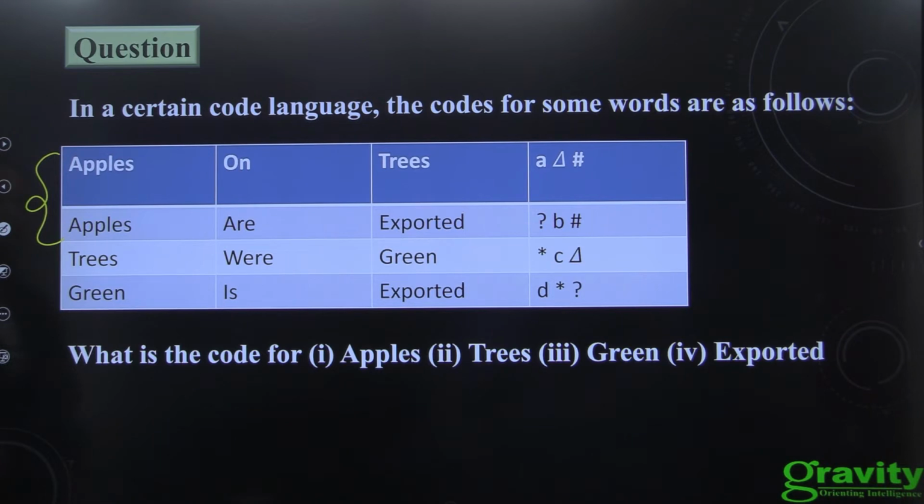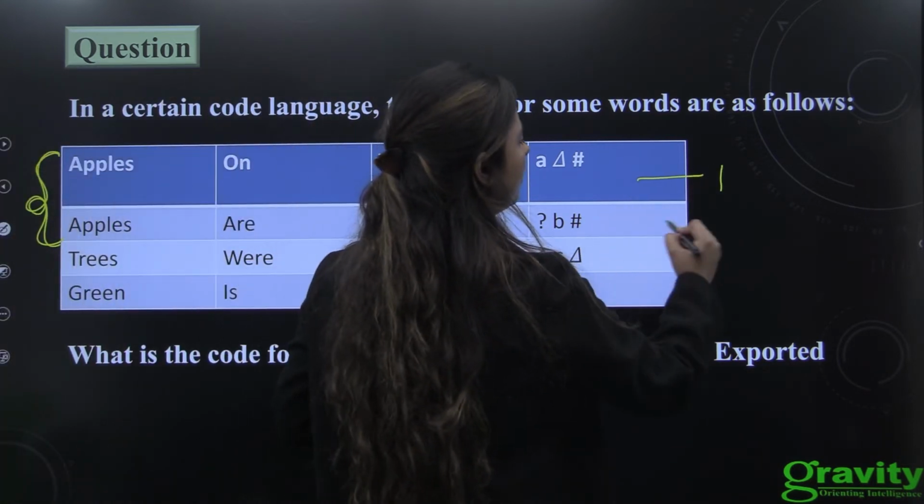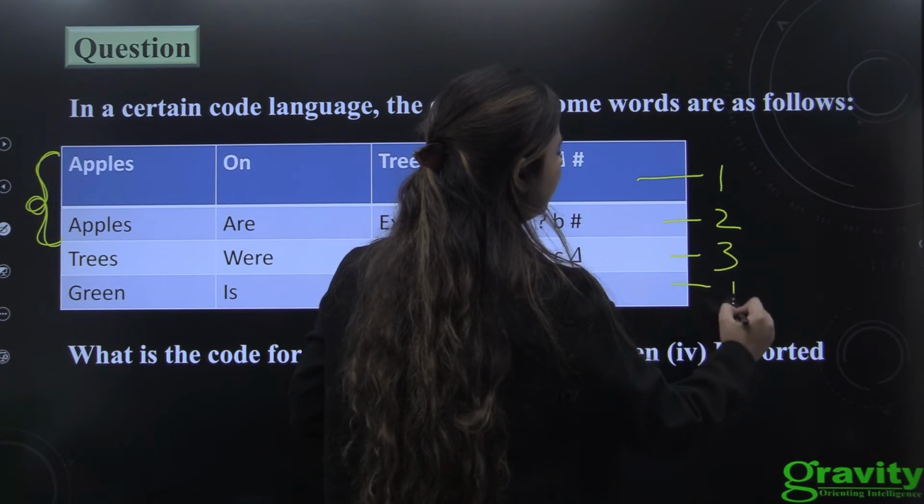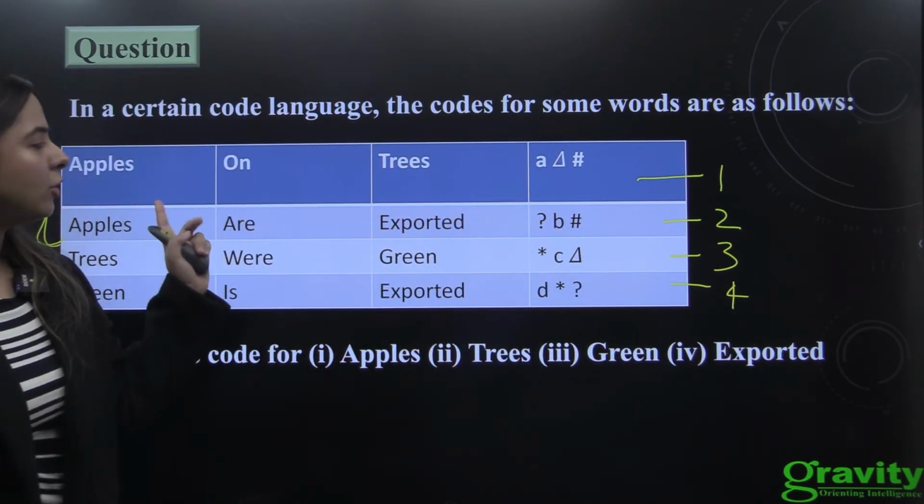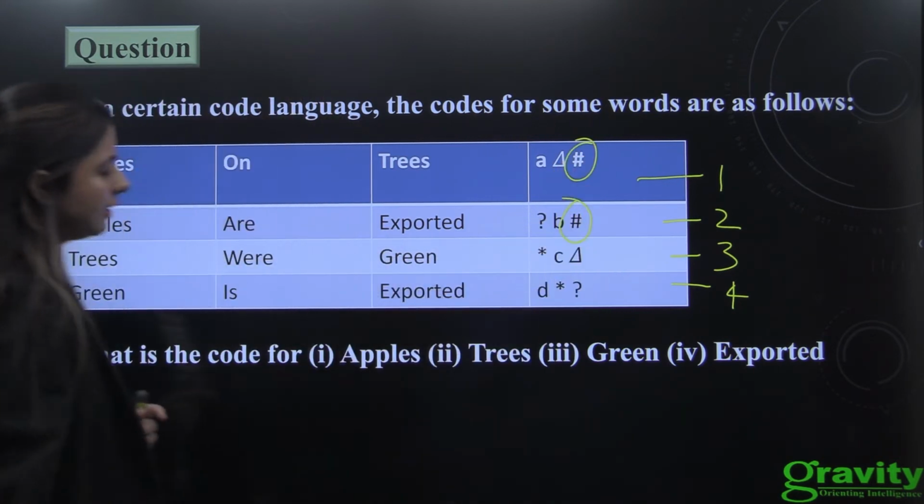Ma'am, apple is hashtag. Correct. Ma'am, exported is question mark. Ma'am, trees is correct. And green is asterisk. Correct, correct. Simply for apples, asterisk and trees is a triangle. For apples, apple is the only word common in 1 and 2. Apple is the only common word in 1 and 2. So apple has to be hashtag.